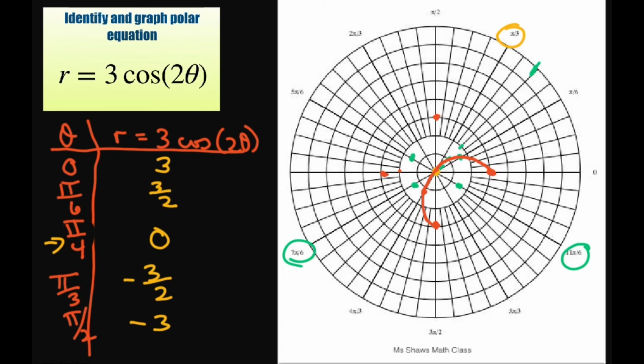So basically, that is the first half. But all you have to do is use symmetry and substitute everything in. And this is going to go back around. It's like this. And there's your rose with 4 petals.